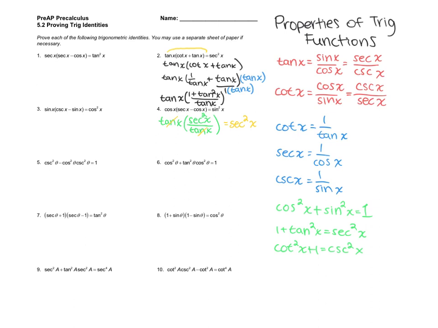Now that can be simplified further into 1 plus tan squared x, but for this one, we're just proving the right side of the equation, and the right side of the equation is sec squared x, so that will be our final answer. So this is our method of simplification. And in the next video, we'll be going over numbers 3, 4, and 5.